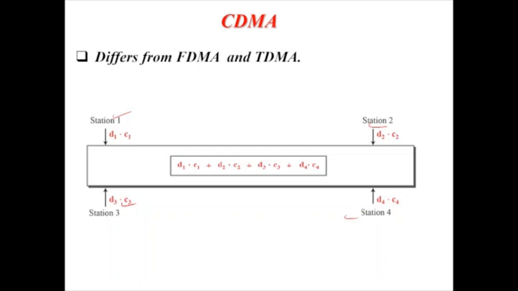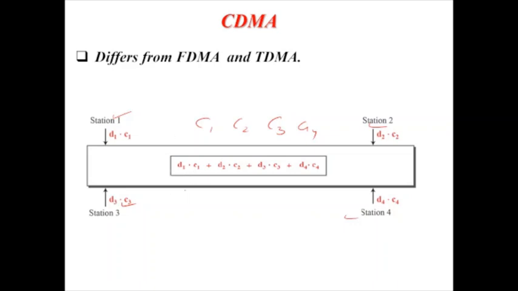D1, D2, and so on, shown over here, indicate the data that will be transmitted by these stations. We'll assume that C1, C2, C3 and C4, which are assigned to every station, are special codes assigned to the stations for transmission. This communication is possible only if these codes satisfy certain properties, so we'll assume that these codes have those properties.